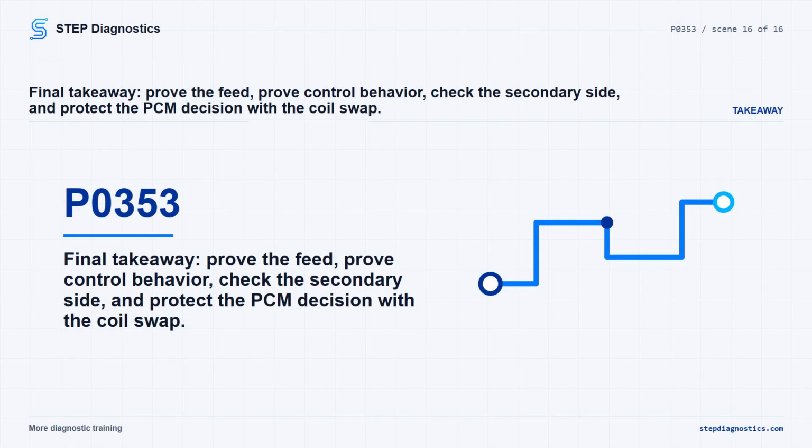The key on this one is to prove the feed, prove the control circuit behavior, inspect the secondary side when the driver command looks good, and protect the PCM decision by checking whether the coil contributed to the driver failure.